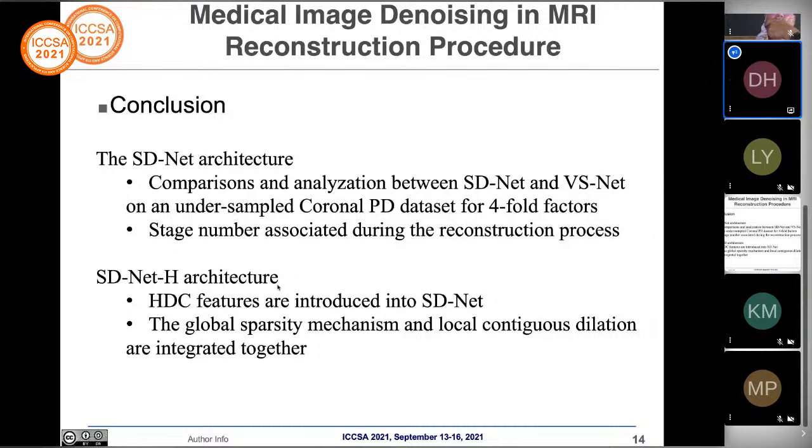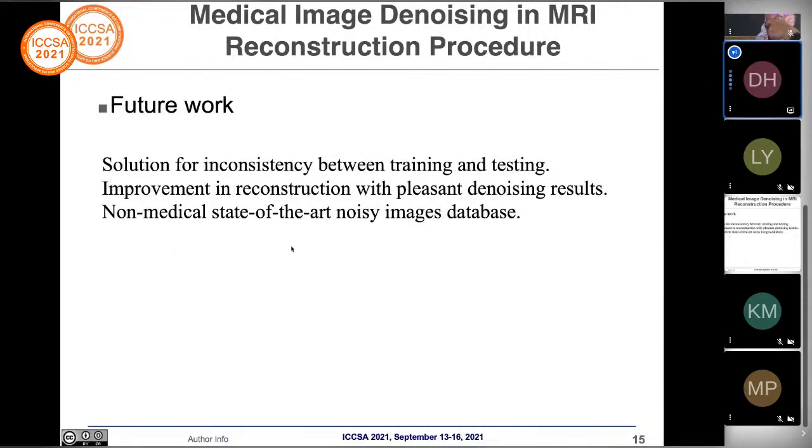the gridding effect. For the future work, we can try to find a solution for the inconsistency between the training and testing of the SD.NET, and also try to do an improvement in the reconstruction and derive the results. And also this time we can try non-medical noisy image databases.